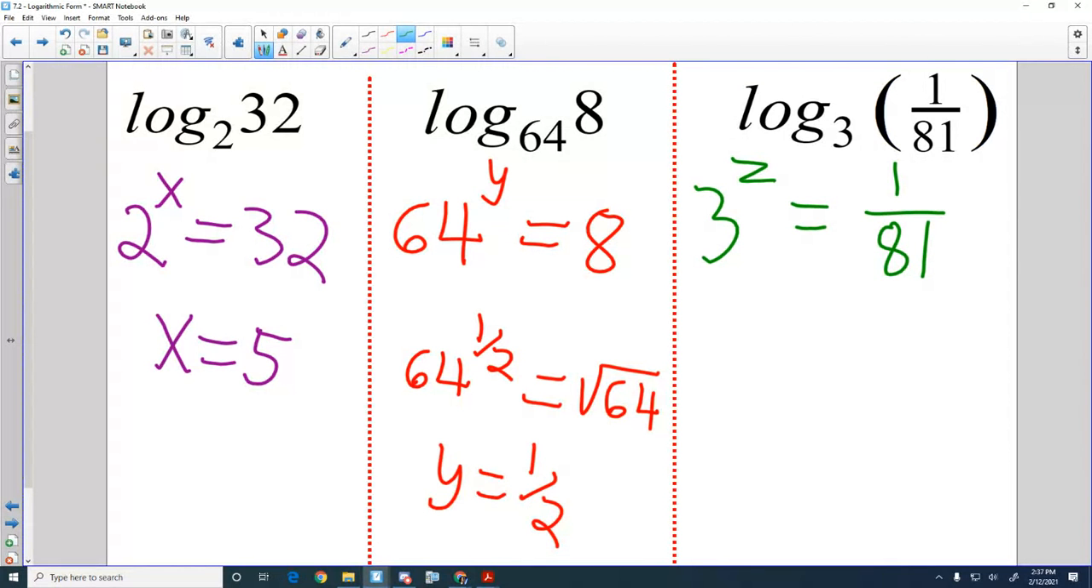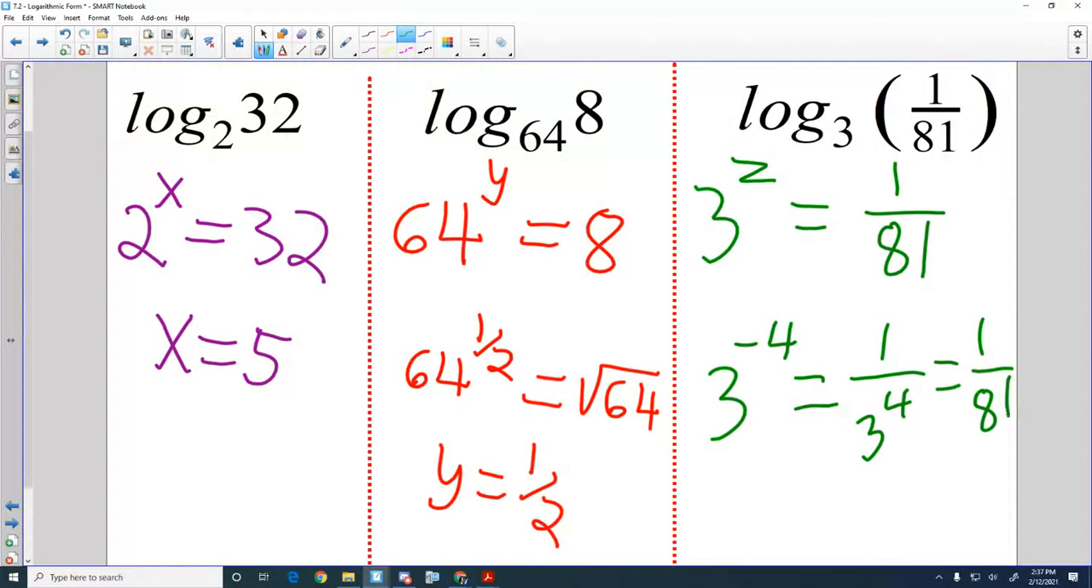Negatives, sure. So I knew that 3 to some negative number, like -4, for example, I'd rewrite that as 1 over 3 to the positive 4, because then that gets you a positive exponent. 3 to the 4th is 81, so I can write this as 1 over 81. So z equals -4. So that log would evaluate to -4.